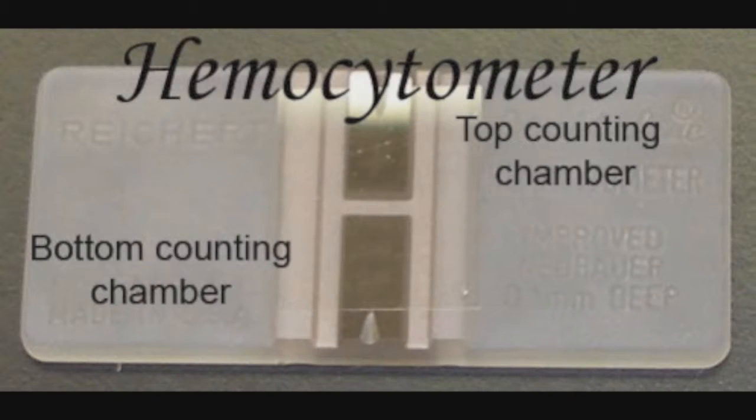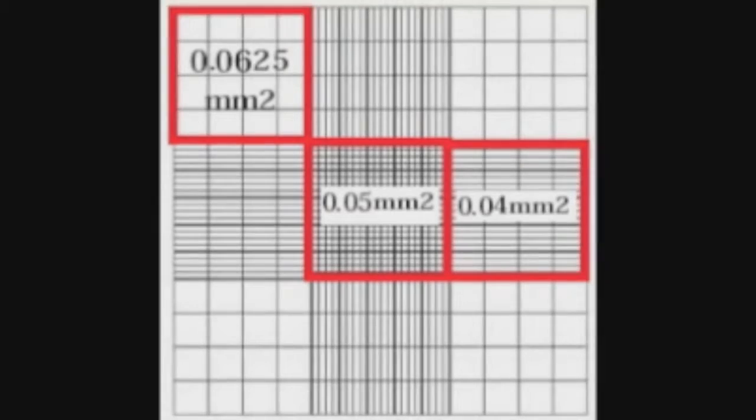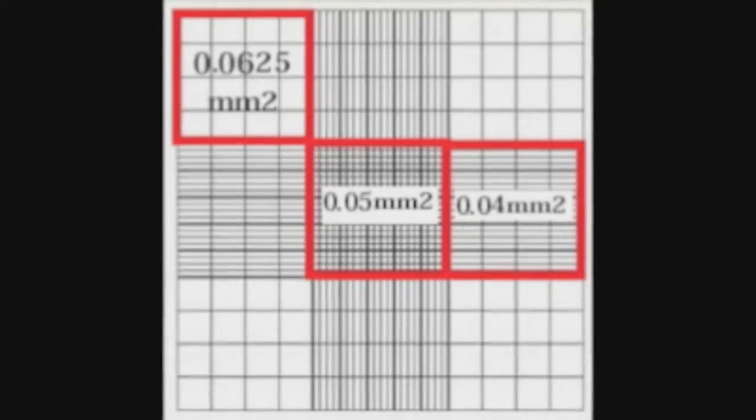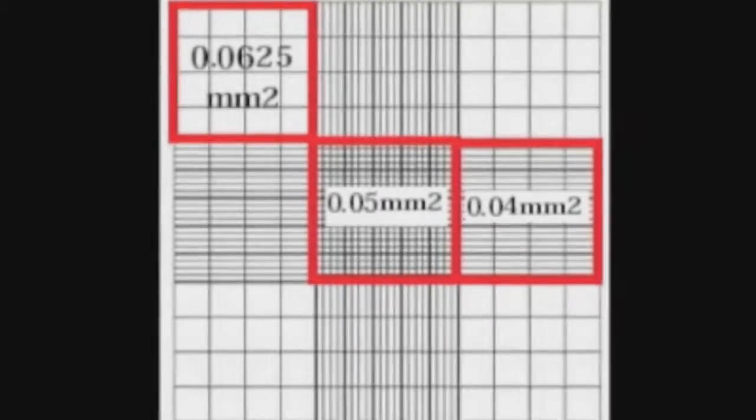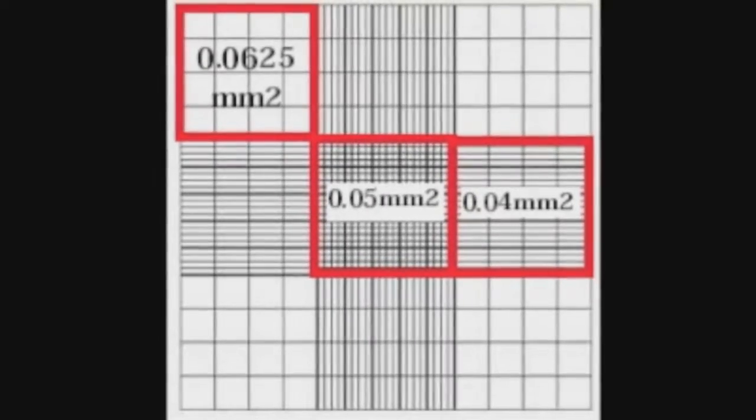RBC and WBC count using hemocytometer. It is used to determine the concentration of cells in a cell suspension. Principle: the gridded areas of the hemocytometer consist of several 1 into 1 mm squares. These are subdivided into 3 divisions: 0.0625 mm square, 0.05 mm square and 0.04 mm square.